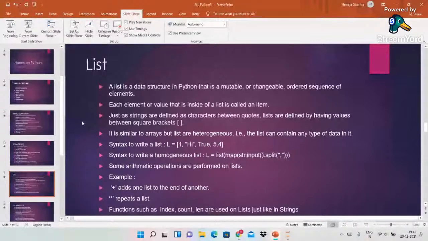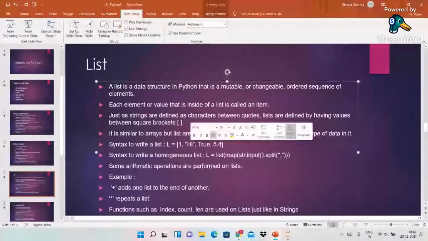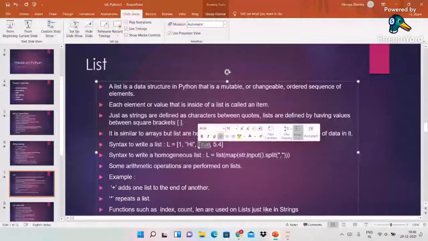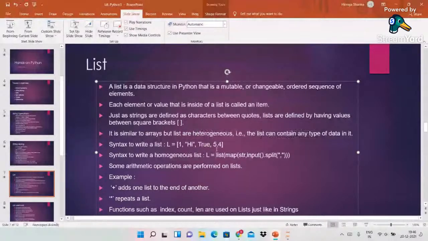Let's keep it simple. For now, a list is just like an array, but the only difference is that you can have any type of data in it. If you see the example, you can write l is equal to 1, it is an integer, hi, it is a string, true, it's a boolean. Don't think it is some sort of a variable. It is a boolean value, okay? Please try to recall. 5.4 is a floating value, you see? That is how you write a list as a programmer.